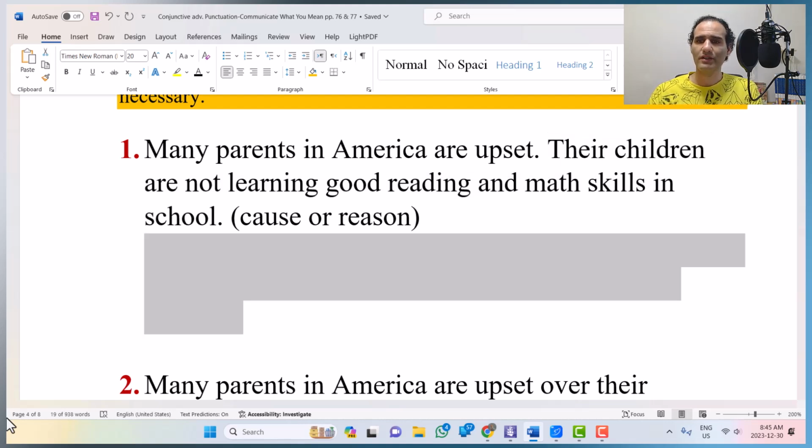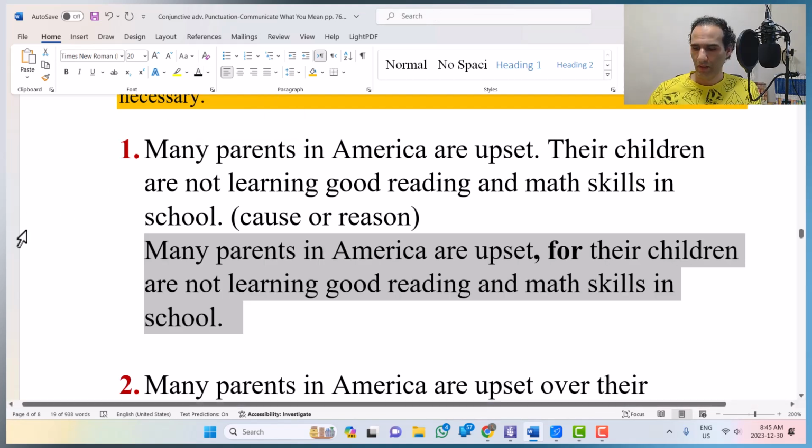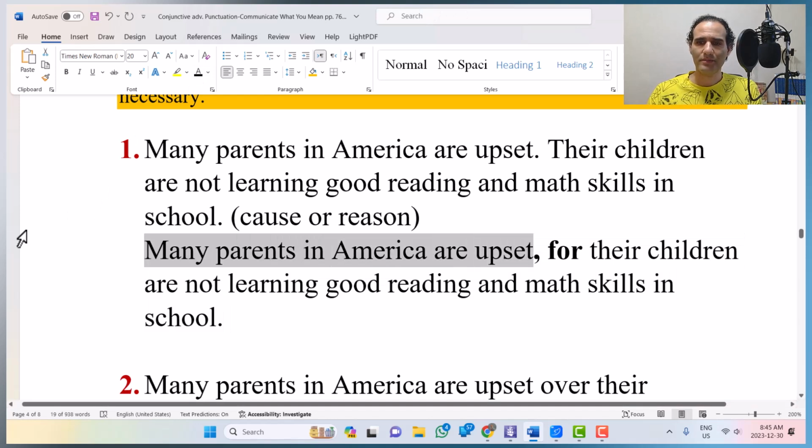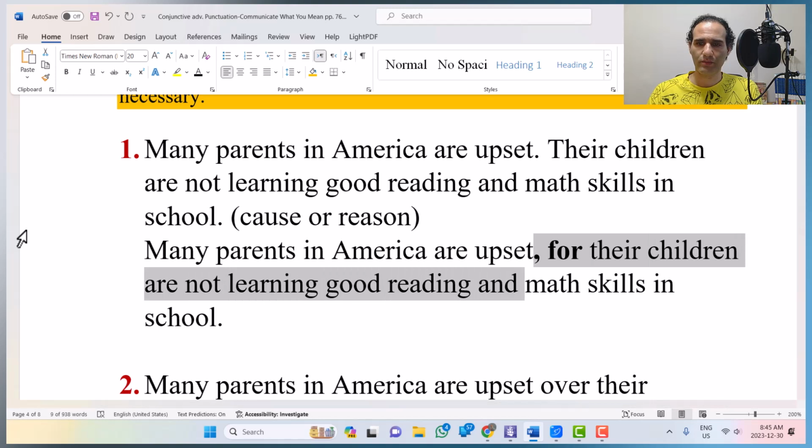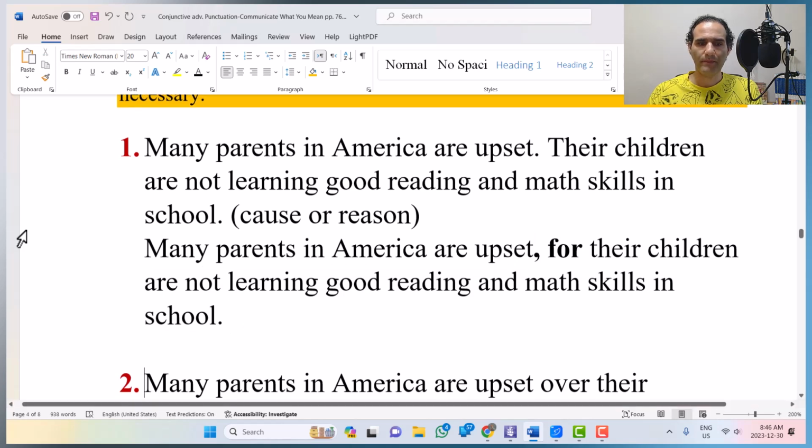What's your suggestion? Because their children are not learning well, parents are upset. So we need something, for example, like a "for." Many parents in America are upset for their children are not learning good reading and math skills in school. Because their children are not learning well. Okay. Number 2.